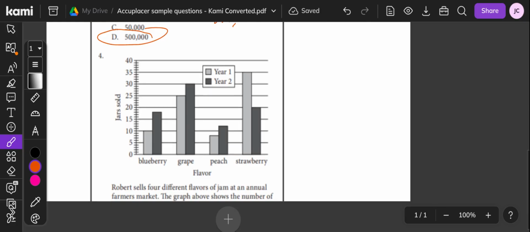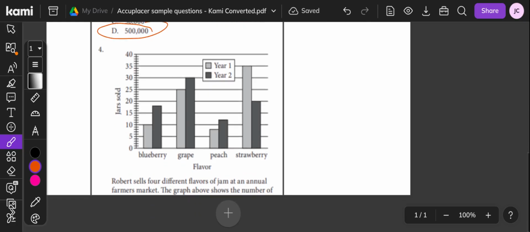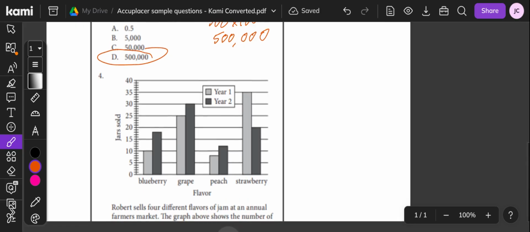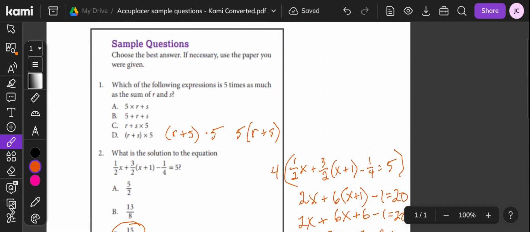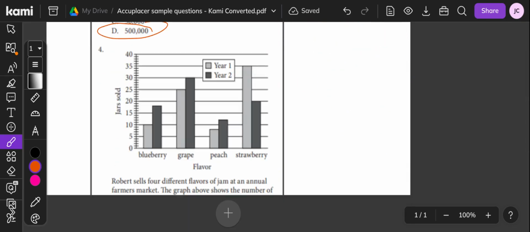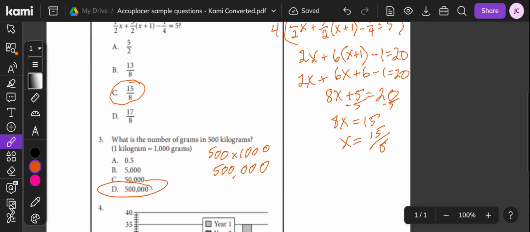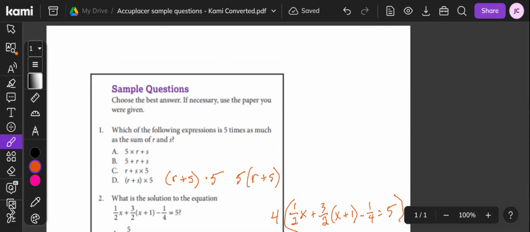Okay. Number 4, I don't know what happened to the rest of it. I don't have the rest of it, so I guess we're just going to do those 3 right now. So that's it. Make sure you get those in.